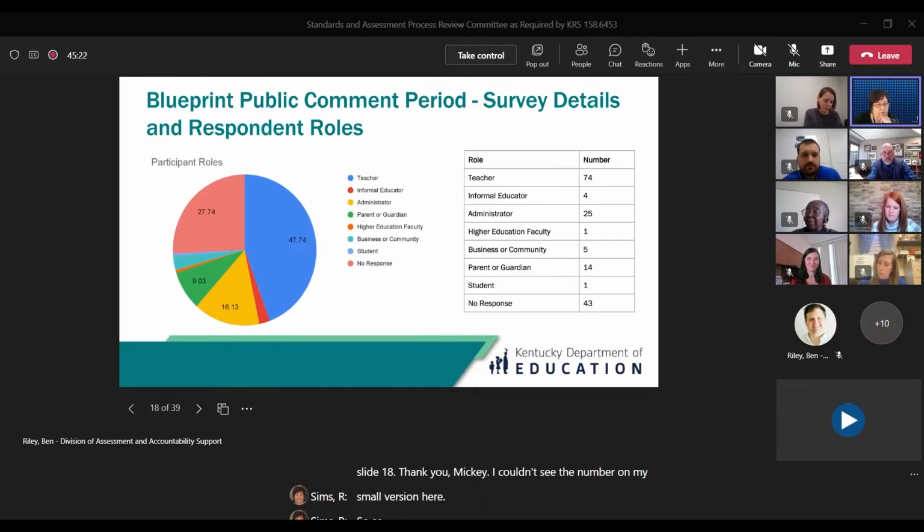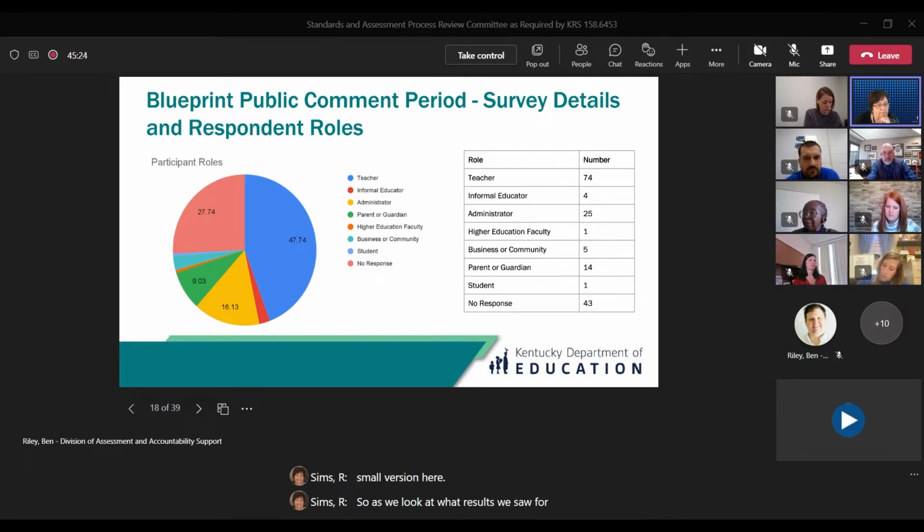So as we look at what results we saw for the accountability blueprint, we didn't have as many teachers and individuals respond to the blueprint, but again, it's not as elaborate a document. It is only really a small chart to indicate what weight should be on life science, what weight should be on physical science, engineering practice concepts, and earth space science.